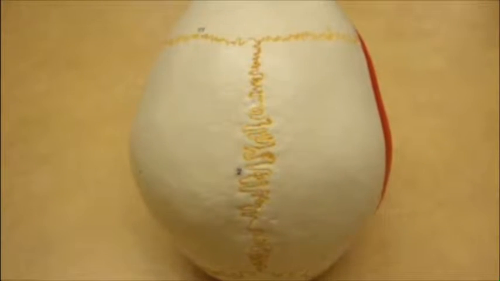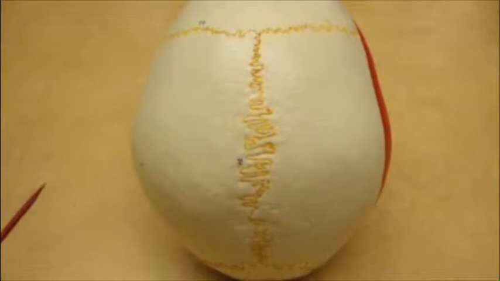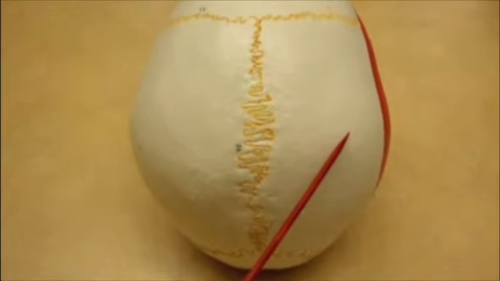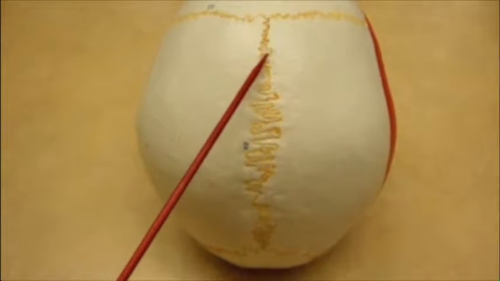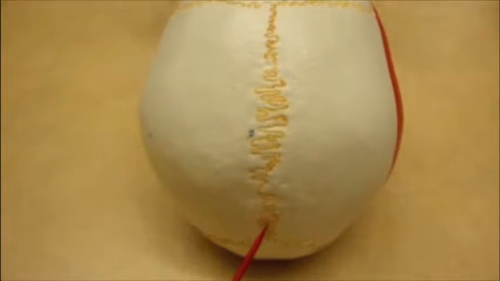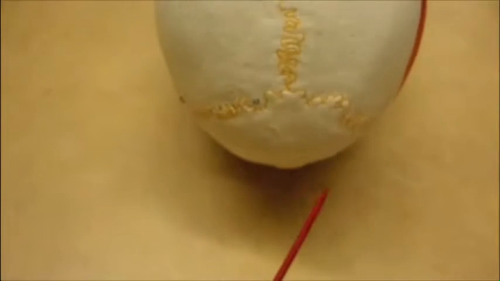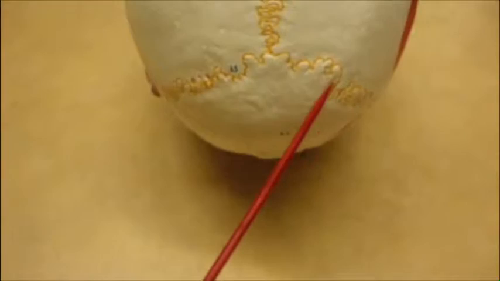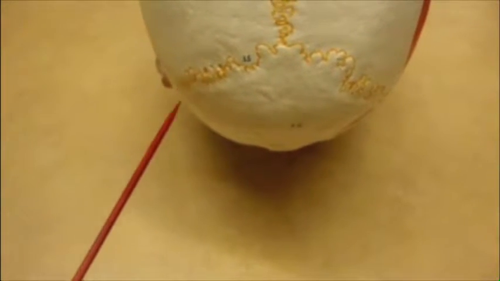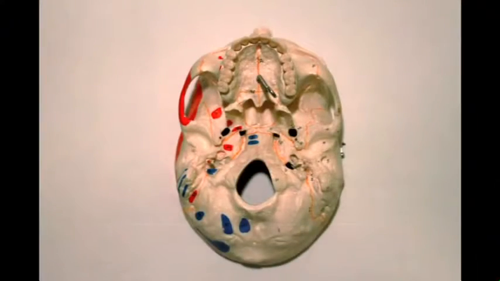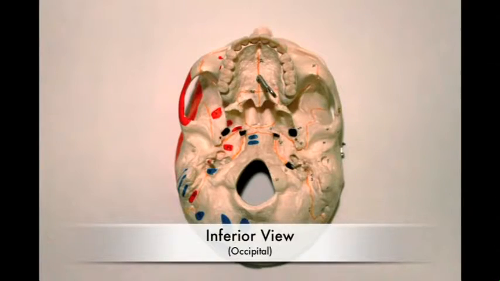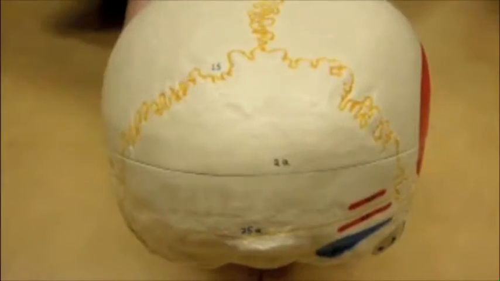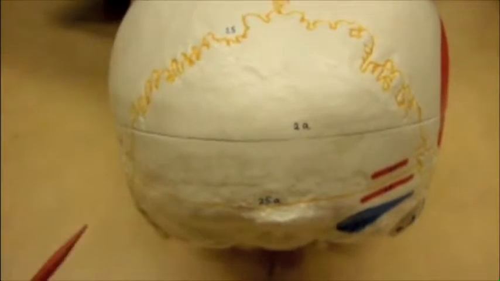On the superior part of the skull, we can find the parietal bones. They are divided by the sagittal suture. Posterior is the lambdoidal suture, which divides the parietal bone from the occipital bone. Posterior is the occipital bone.